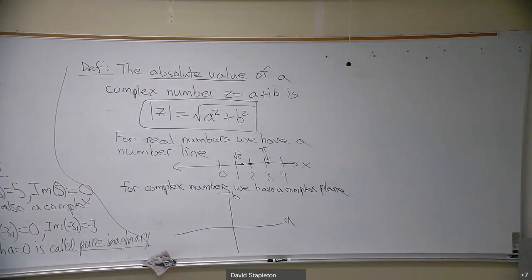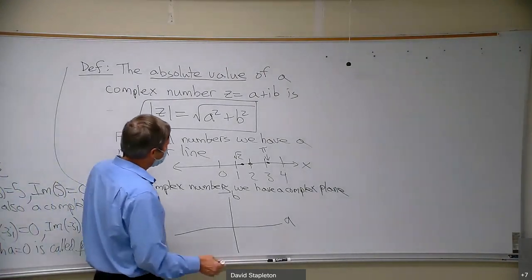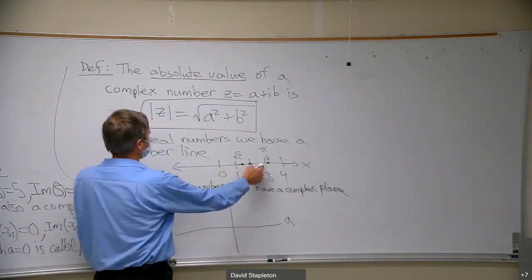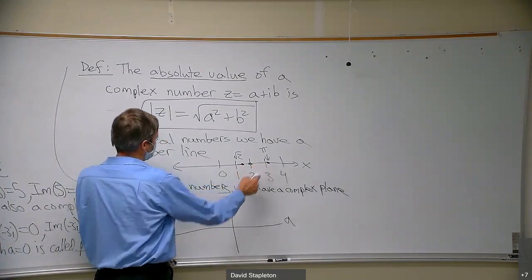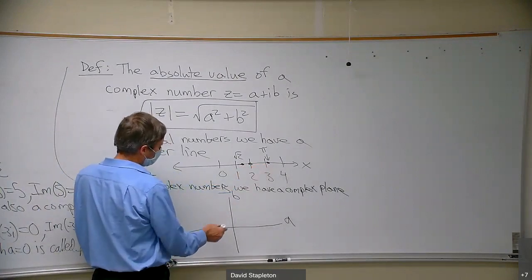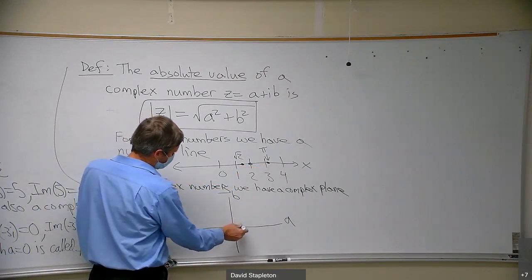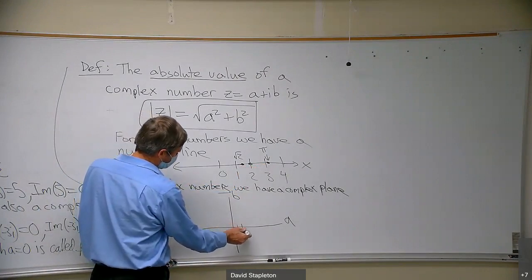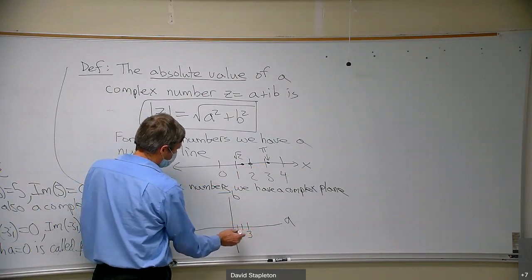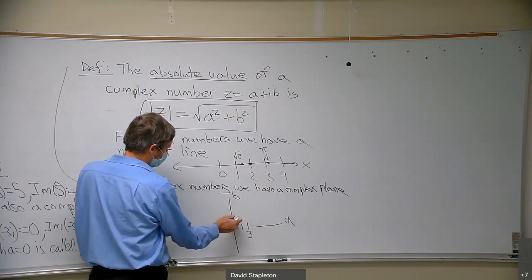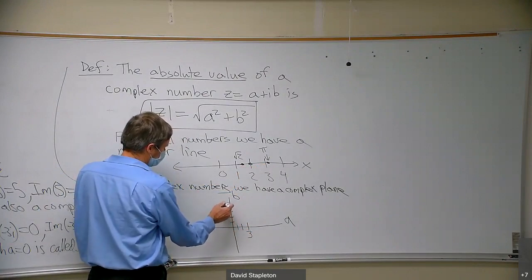And the idea is just as if you want to plot any real number, you just go over to the spot and plot it. Same thing over here. If you want to plot 3 plus 4i, then you go over 1, 2, 3 on this axis, on the A axis, 1, 2, 3, 4 on the B axis.